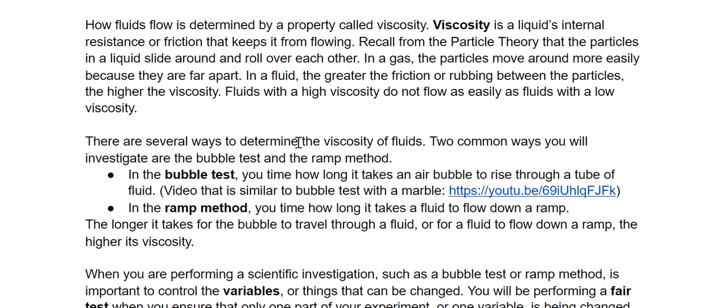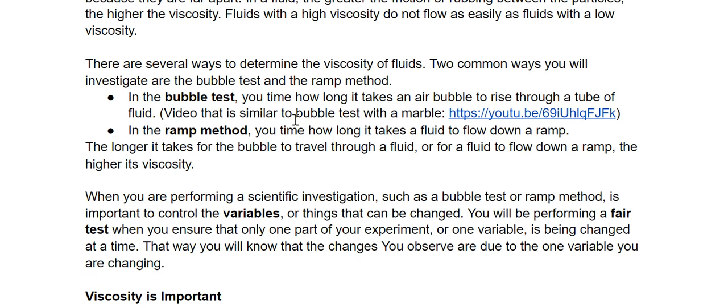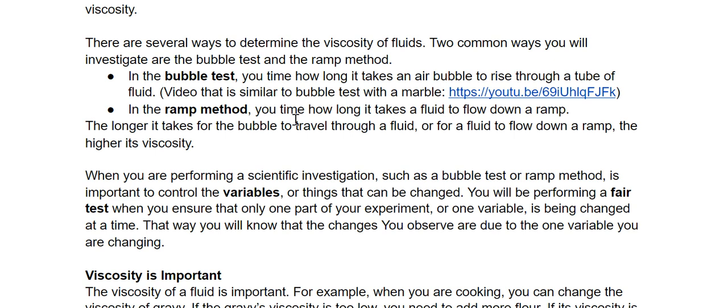How fluids flow is determined by a property called viscosity. Viscosity is a liquid's internal resistance or friction that keeps it from flowing. Recall from the particle theory that the particles in a liquid slide around and roll over each other. In a gas, the particles move around more easily because they are far apart. In a fluid, the greater the friction or rubbing between the particles, the higher the viscosity. Fluids with a high viscosity do not flow as easily as fluids with a low viscosity. There are several ways to determine the viscosity of fluids.